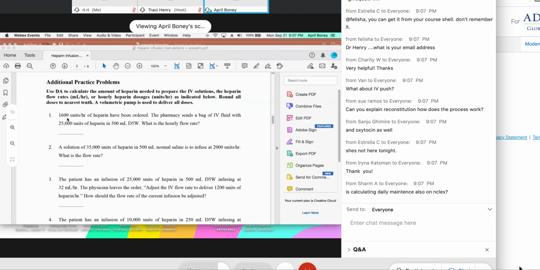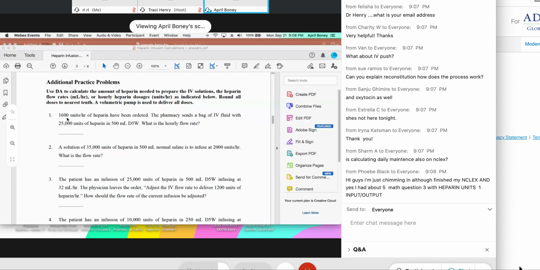So you have 1,600 units per hour of heparin that have been ordered. The pharmacy sends a bag of IV fluid. Again, you have to have a concentration. This time it's just going to be a lot of units, because heparin is usually a lot of units in a volume. In this case, it's 25,000 in 500. And then it's asking you what the hourly flow rate is.